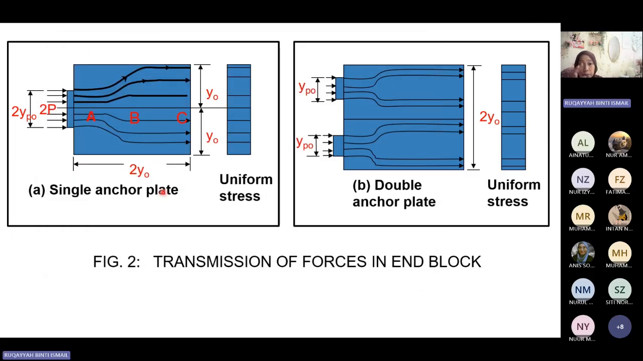So the transmission forces in the end block really depend on the anchorage system, especially when we are dealing with the post-tension method. The concentration of force will depend on the anchor plate. If you have one anchor plate like this, the concentration will look something like this, so the link provided will be from here to here, considered as your transmission length. If you have a double anchor plate, you have two, up and down, depending on where you place your anchor plates.